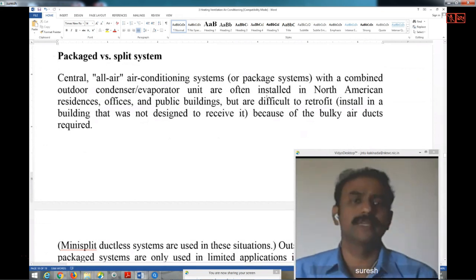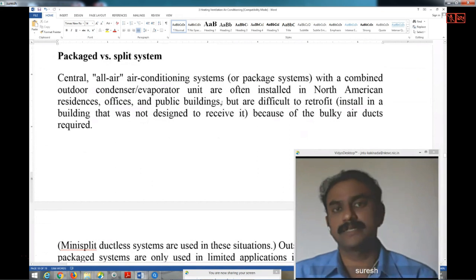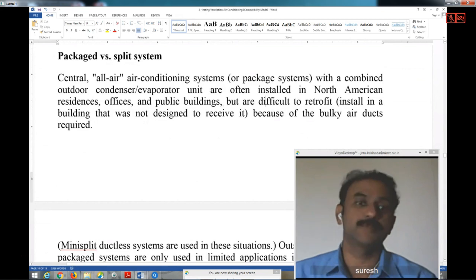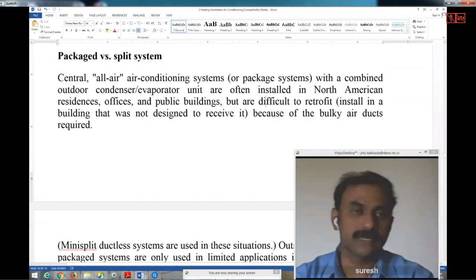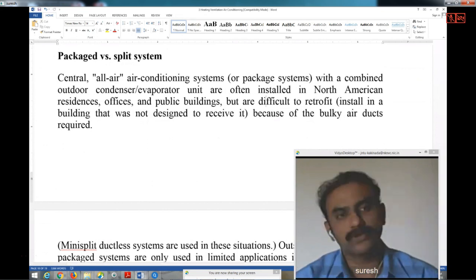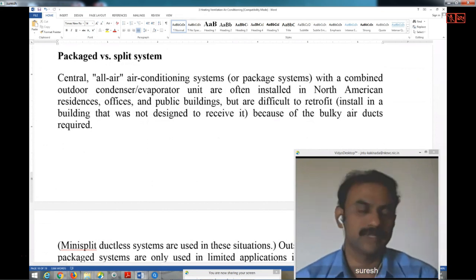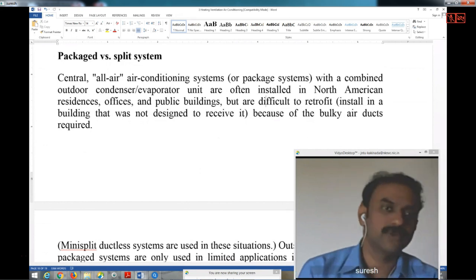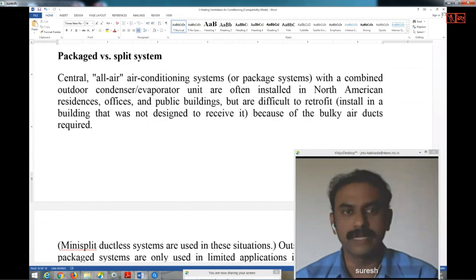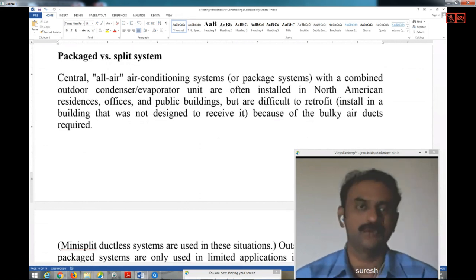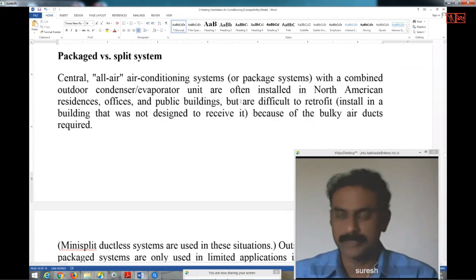This packaged air conditioner, that is a window air conditioner, is placed in one particular window area. In the split AC system, two units are placed: the indoor unit is placed inside the house, and the outdoor unit is exposed to the atmospheric conditions. From the indoor unit we extract the cool air, and the outdoor unit throws away the heat of the room into the atmosphere. So that is the difference.